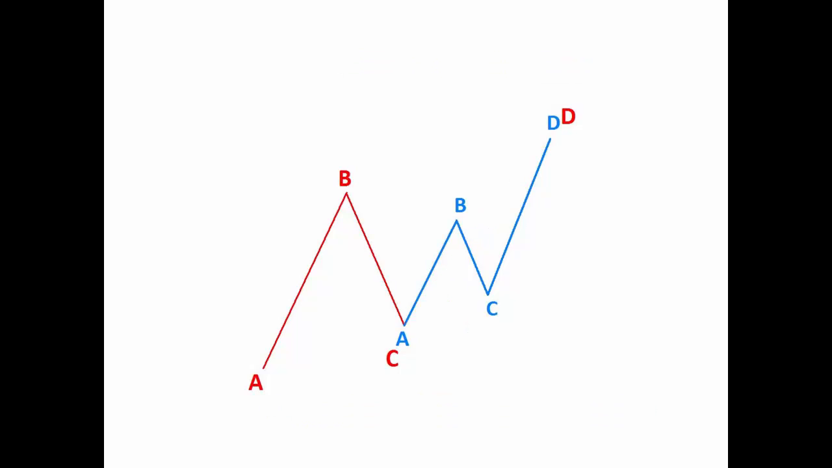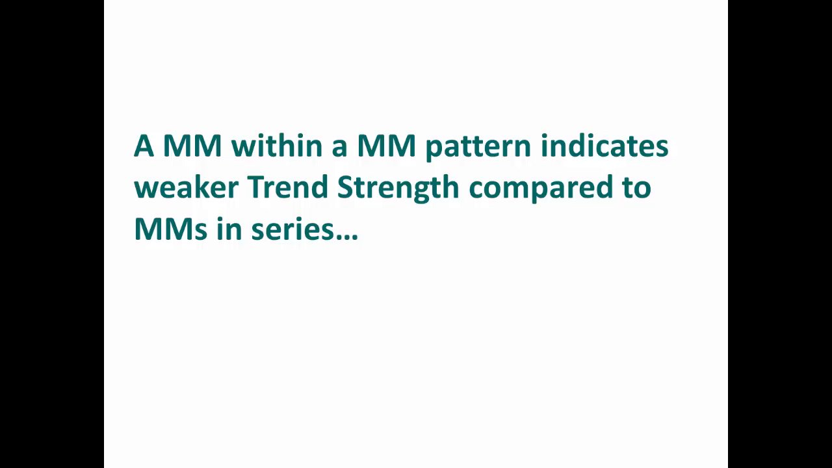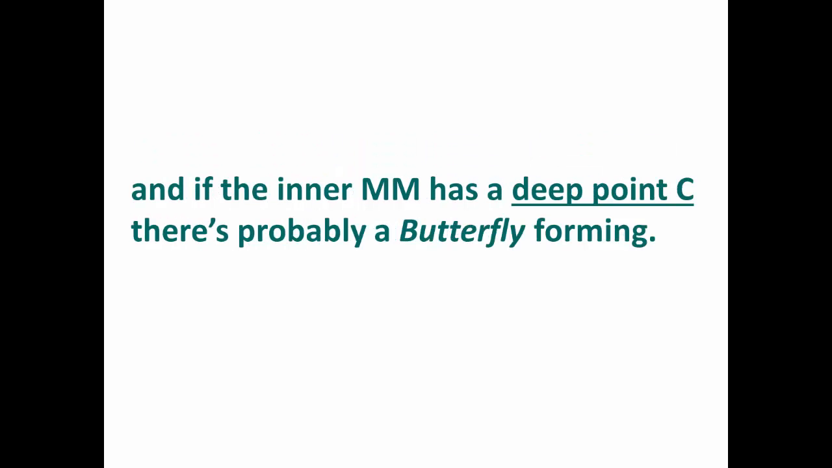So if I look at red point B and call it red X instead, just so we can differentiate the 2 points B, then this would be the making of a bearish butterfly to be shorted at point D. A measure move within a measure move pattern indicates weaker trend strength as compared to measure moves in a series. And if the inner measure move has a deep point C, there's probably a butterfly forming.